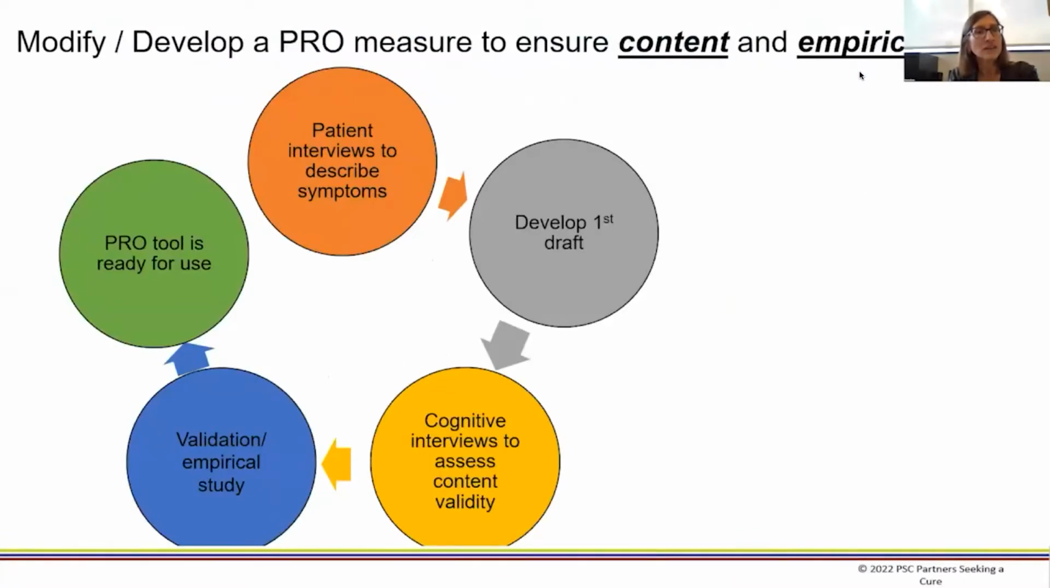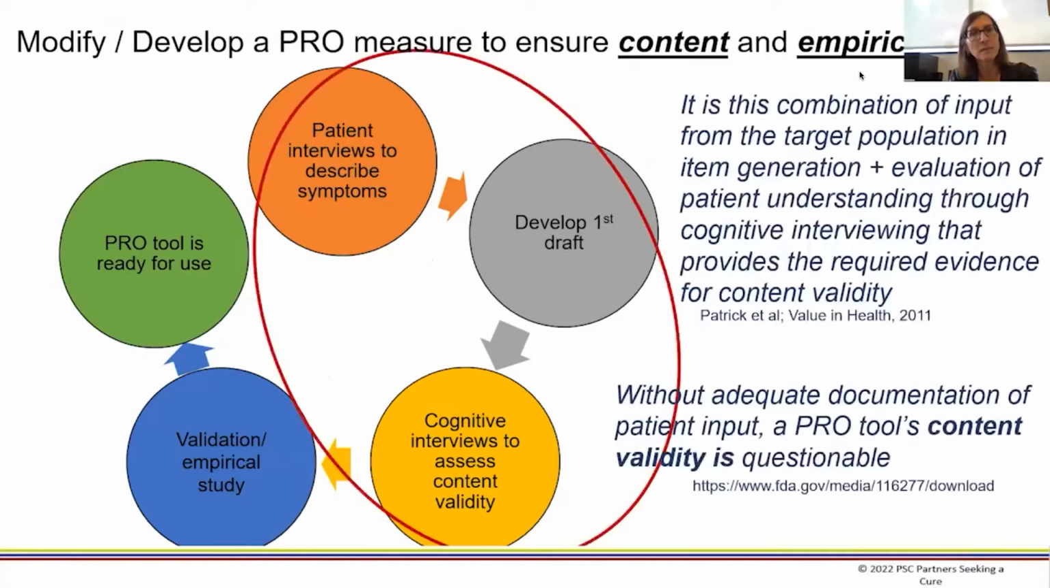If we decide that we need to modify or develop PRO measures, we need to ensure content and empirical validity through this process here. Content validity really comes from the patient interviews of describing their symptoms, developing a draft of the initial measure, and then doing cognitive interviews with patients to assess their understanding. This is what I really find lacking in the literature to date.